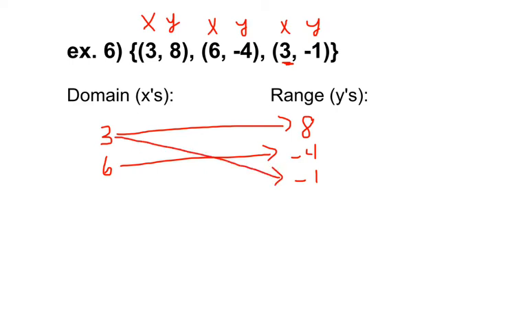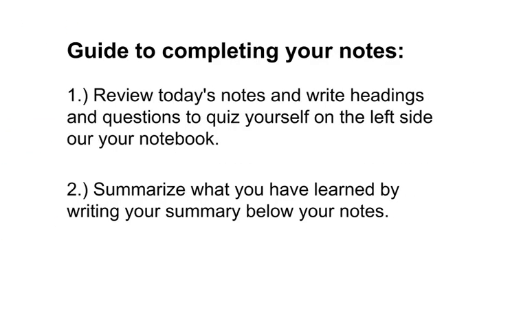So is this a function? The answer to this one is no, this is not a function. Why? Because 3 has 2 birthdays. So not a function. Okay, that is how you determine whether you have a function. You either use the birthday test, like we did right here, when you have sets of coordinates, or you use the vertical line test when you have a graph. Okay, bye-bye.